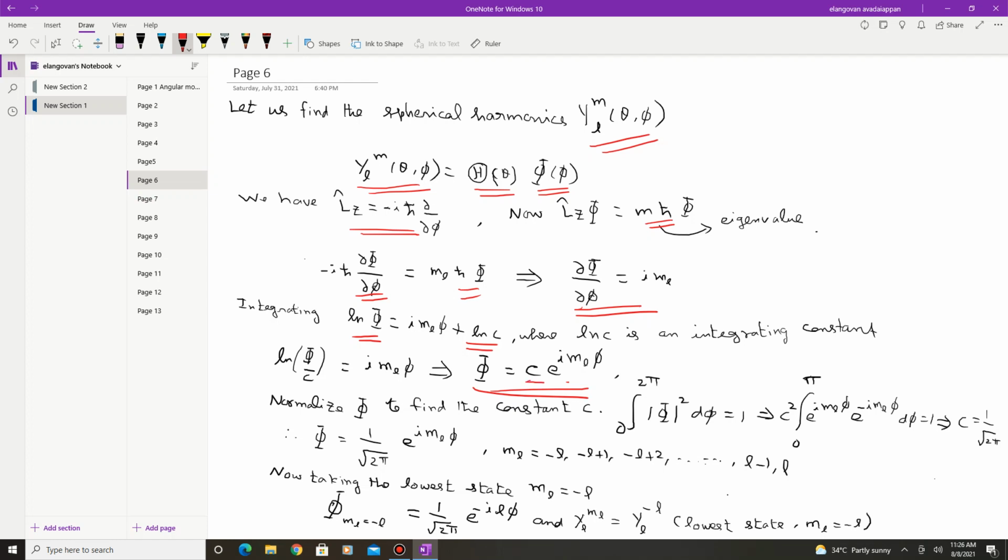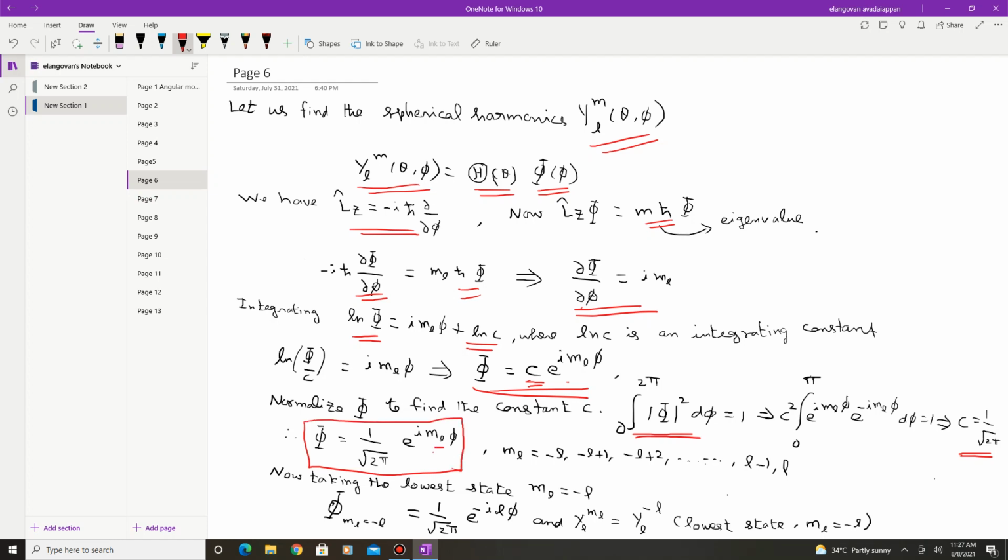Now the constant c must be determined by normalization. So this is a normalization constant. Let us normalize this wave function: the integral from 0 to 2 pi of phi star phi d phi is equal to 1. Once we normalize, the normalization constant is found to be c is equal to 1 by square root of 2 pi. Therefore the phi part of the wave function can be determined.